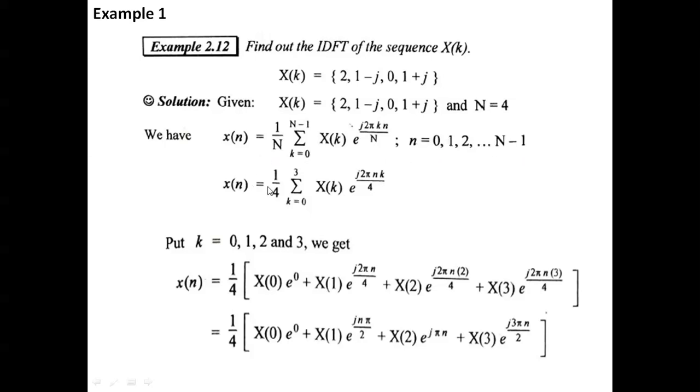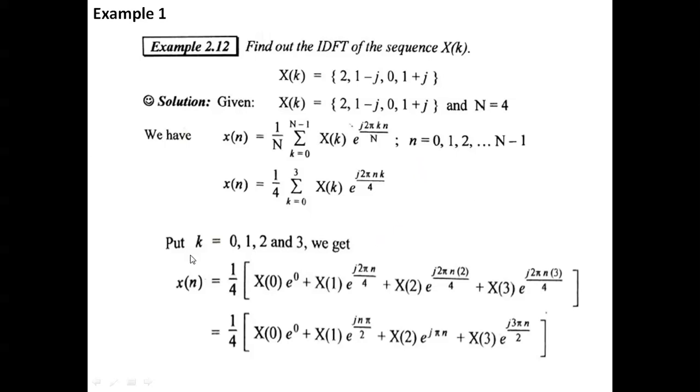So this is x of n. Just apply N value of 4 on X of k, e power j 2 pi n k divided by N. Then take this, this is the first equation. Then put the k value. Do you know what the k value is? N is equal to 4, so 4 minus 1 is equal to 3, that is N minus 1. So the n value starts from 0 to 3. Similarly, the small k value starts from 0 to 3.